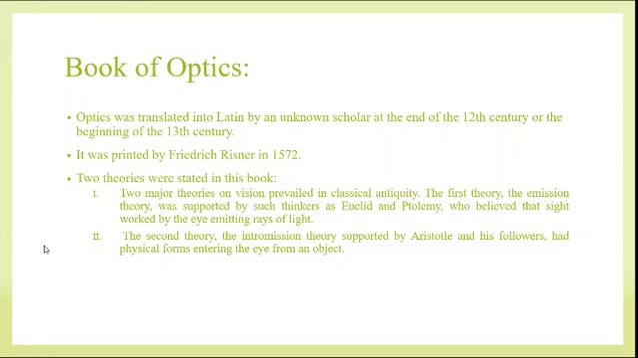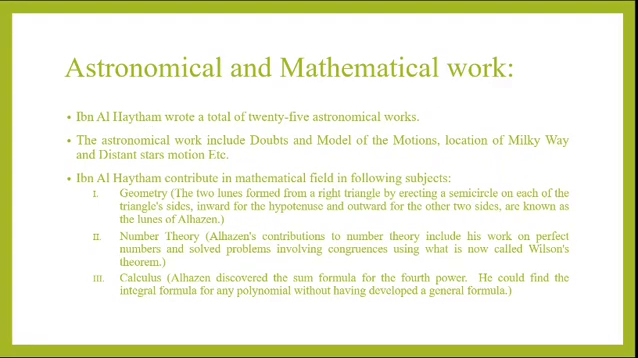About the astronomical and mathematical work of Ibn al-Haytham. Ibn al-Haytham wrote a total of 25 astronomical works. His astronomical work includes models of motion, the location of the Milky Way and distant star motion, etc. Ibn al-Haytham contributed in different fields of mathematics. The following fields in which he participated are geometry, number theory and calculus.